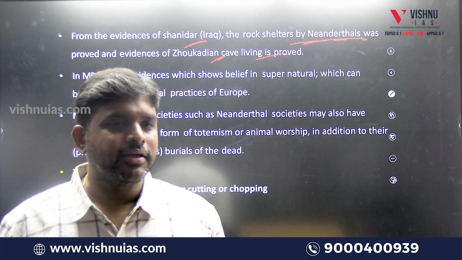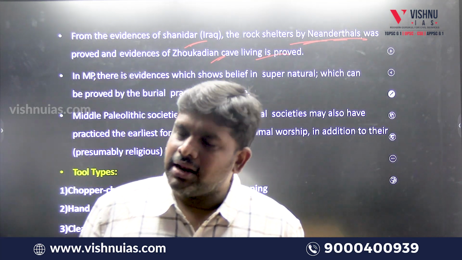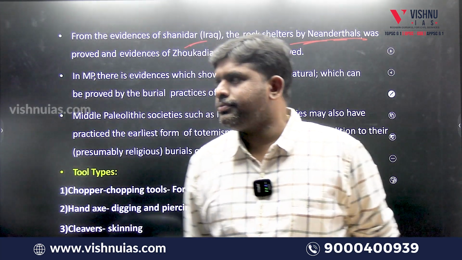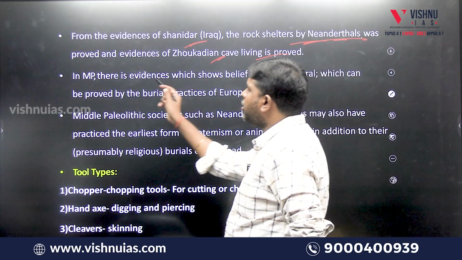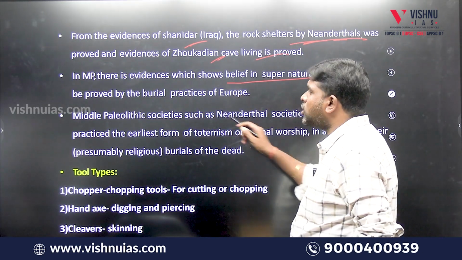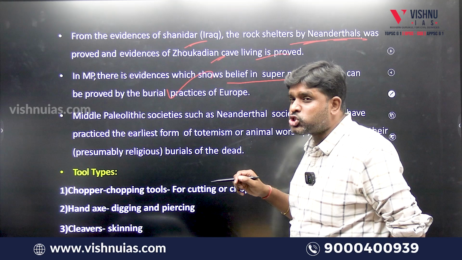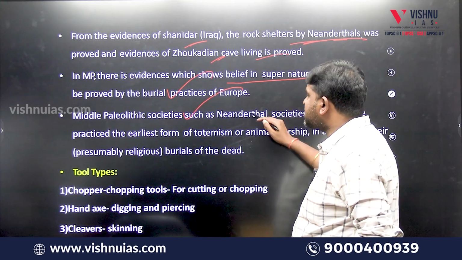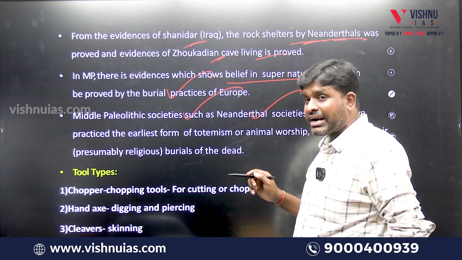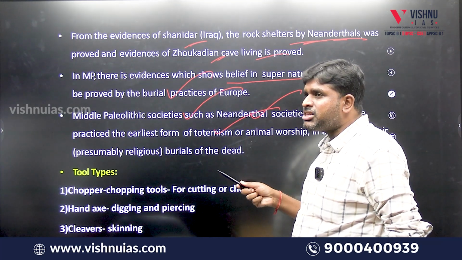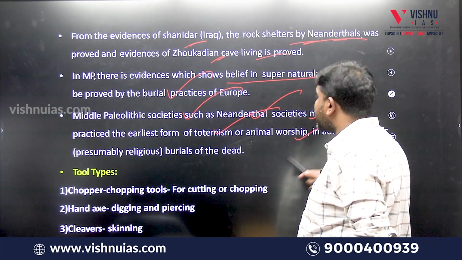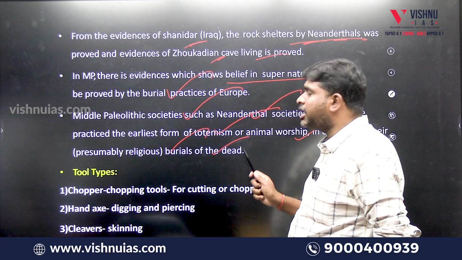Which phase of man? Neanderthal, Middle Paleolithic. In Middle Paleolithic, there is evidence which shows belief in the supernatural, which can be proved by the burial practices of Europe. Middle Paleolithic societies such as Neanderthal societies may also have practiced the earliest form of totemism or animism, animal worship, in addition to their presumably religious burials of the dead.